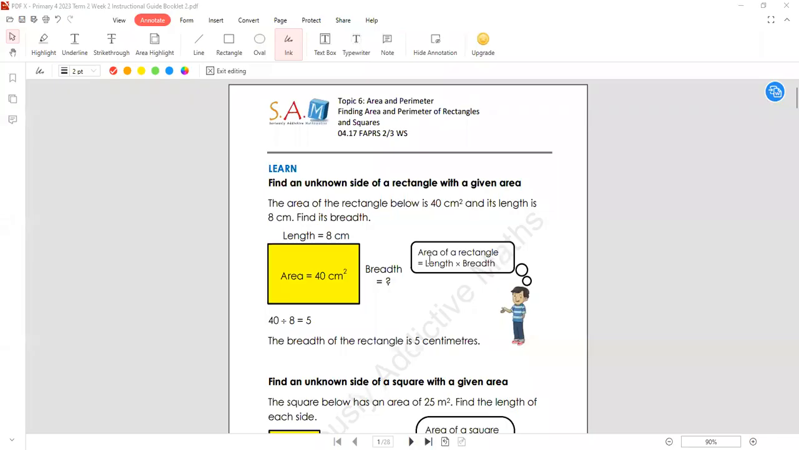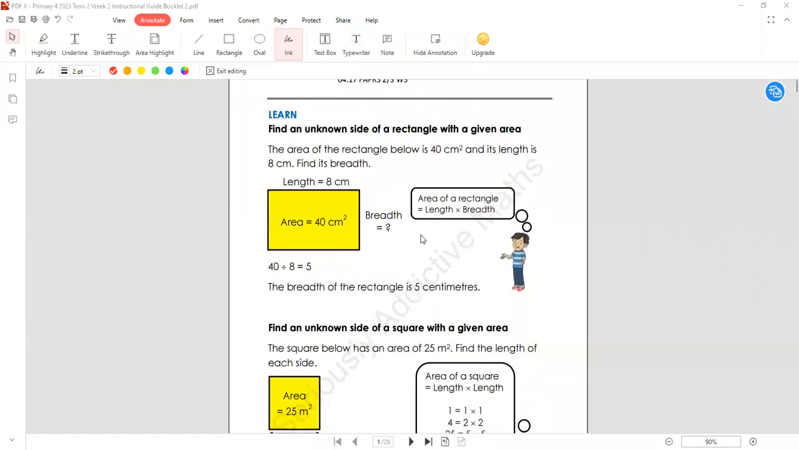Okay, the last booklet is on finding an unknown side of a rectangle with a given area. So here they got to remember the formula of area first, right? A recap: area of rectangle is length times breadth. So if length times breadth equals 40 cm squared.